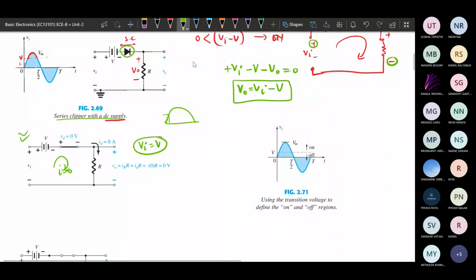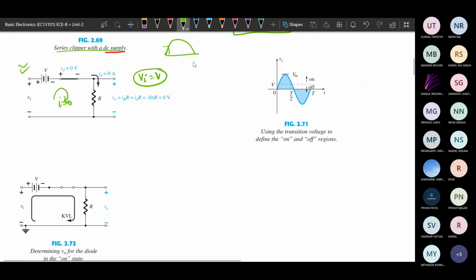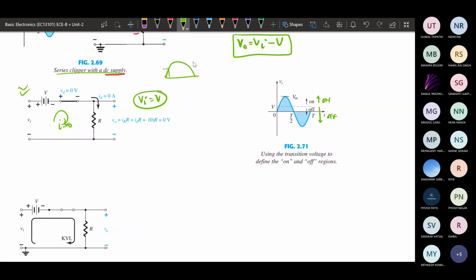Once we apply an input voltage greater than V, the diode will be on, and the output we get is V input minus V. This is the maximum voltage and this is the V level. Below this V level the diode will be off, and above this V level the diode will be on. For the time it is on, that will only appear at the output.